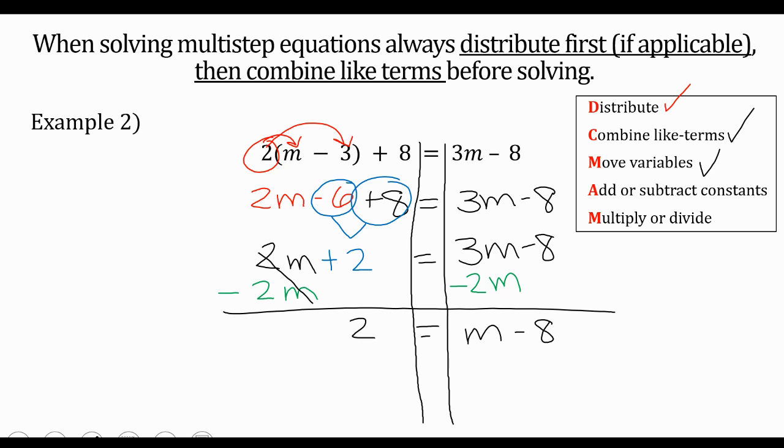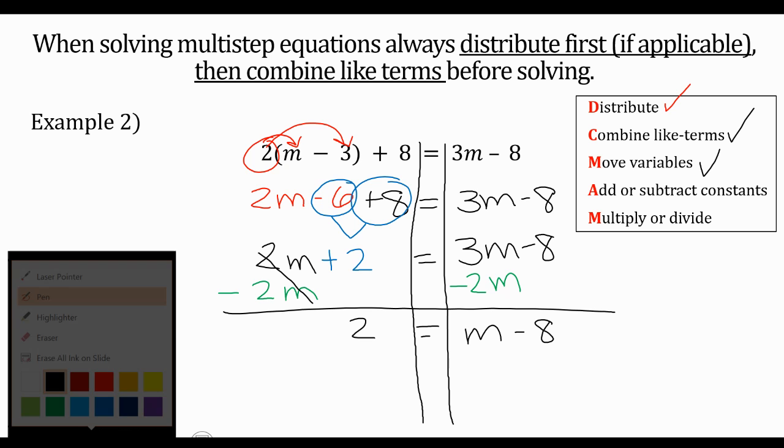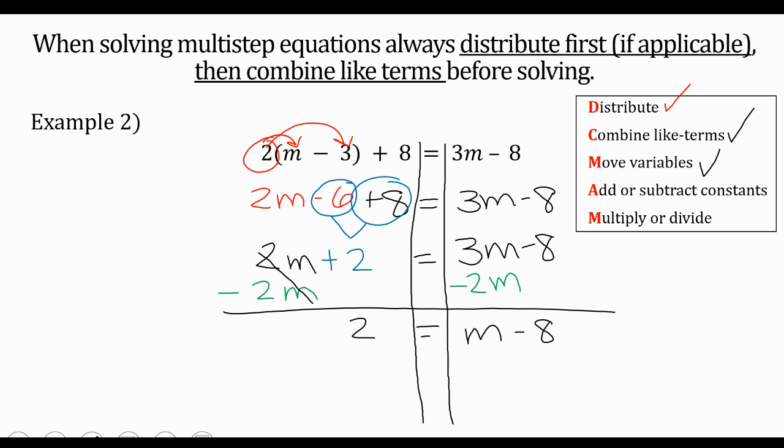Now we're going to add or subtract constants, and remember our goal is to get the variable by itself, so we want to move the constant that's next to the variable. So I'm going to add 8 to both sides. That cancels. 2 plus 8 is 10.